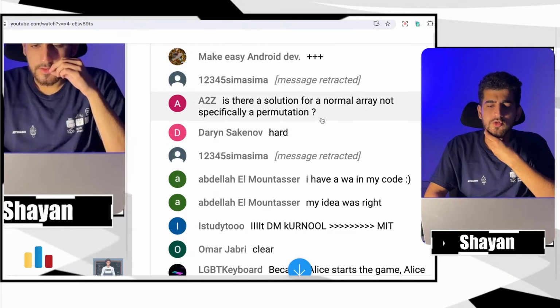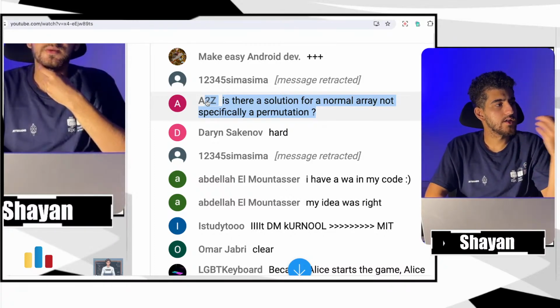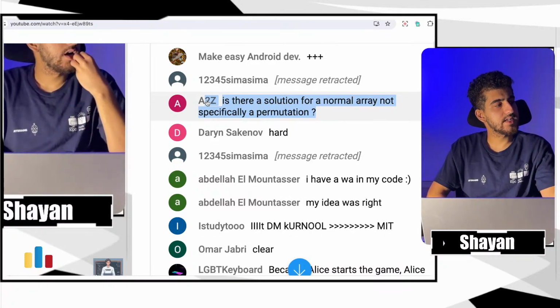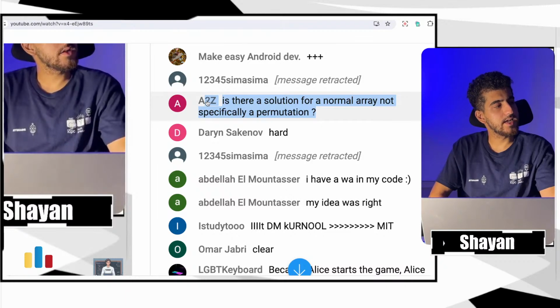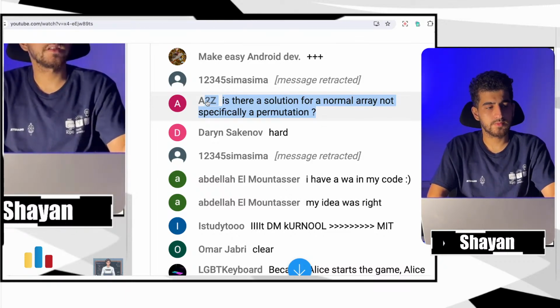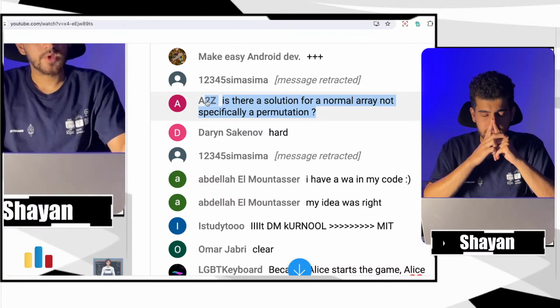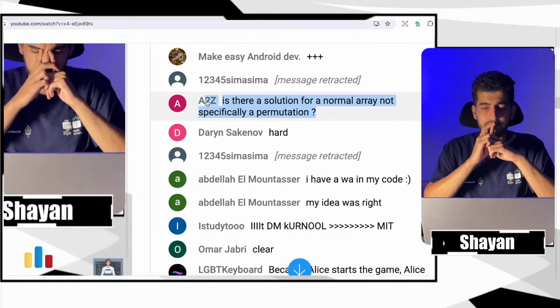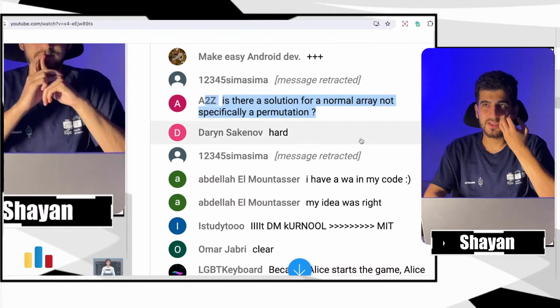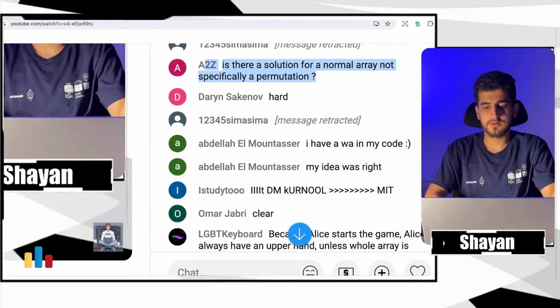Is there a solution for the general case and not specifically a permutation? I think if the sets of the elements are the same, it's going to look like a permutation. But especially if you have duplicated elements, I think it can be a bit more complicated. But I think that is solvable as well. It seems solvable that way.